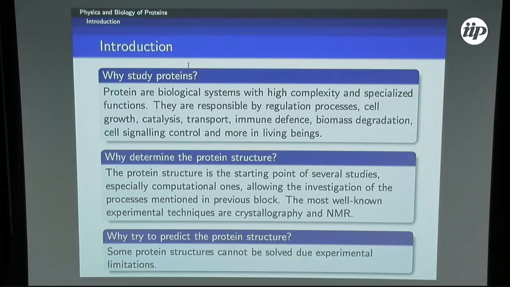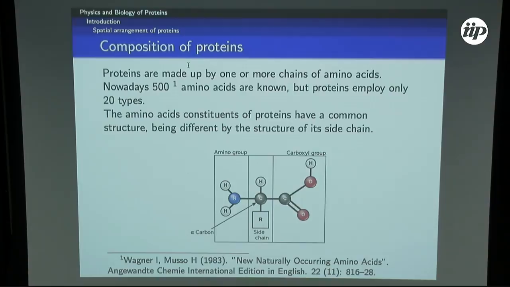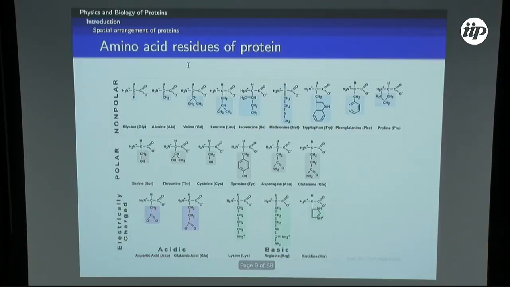So the proteins, probably you know about this, have around 500 amino acids or more. But proteins choose only 20 types. They have this type of structure: one common group and a side chain that differentiates one amino acid from the other. These are all the amino acids employed in proteins. Here we have nonpolar groups, polar groups. And this, I think, was already discussed here.